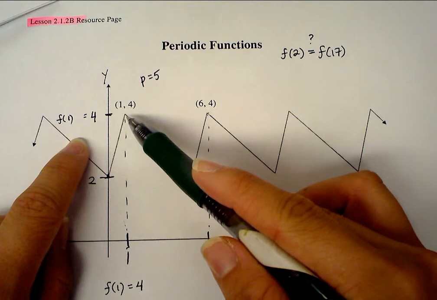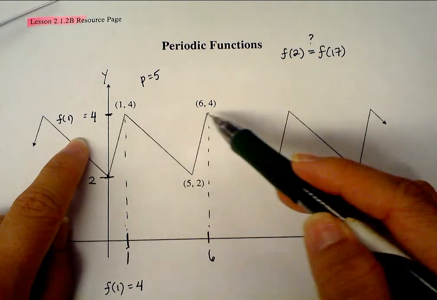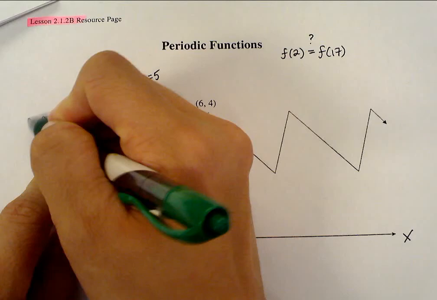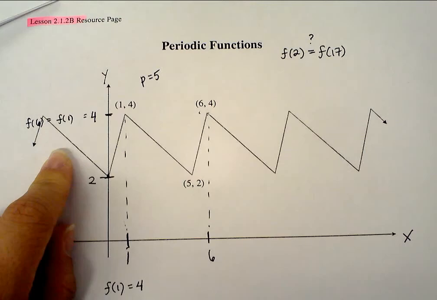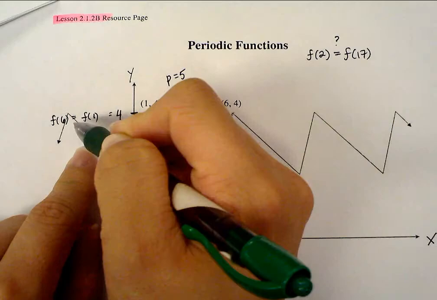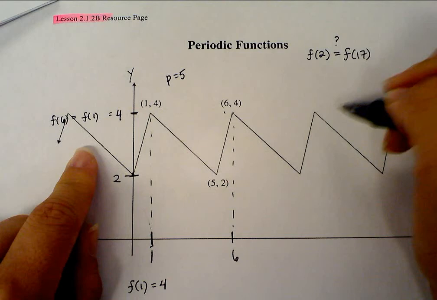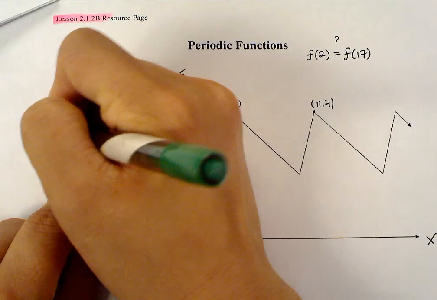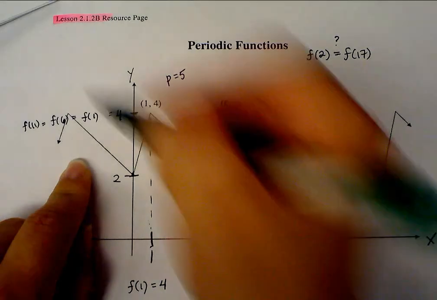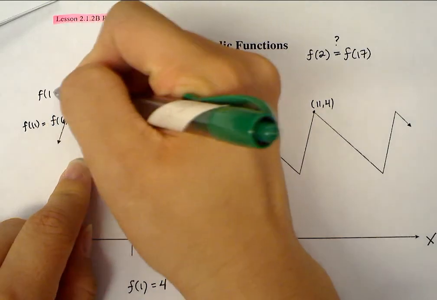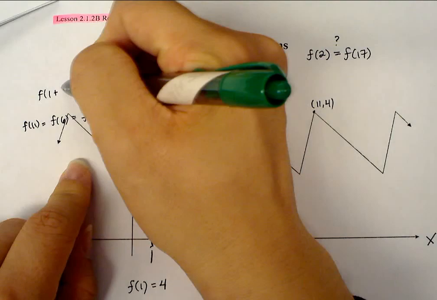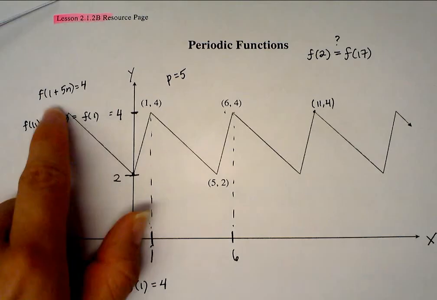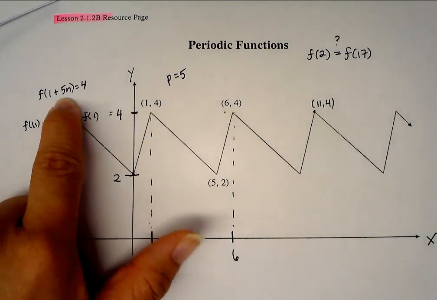Right here I could get 4. Here I could get 4. So I could also say f of what is also 4? f of 6. And f of what else? What is this one going to be? 11 comma 4, so f of 11, etc., etc. So really f of 1 plus any multiple of 5 is going to be 4. I could shift it forwards or backwards by 5, and I'll always get an output of 4.